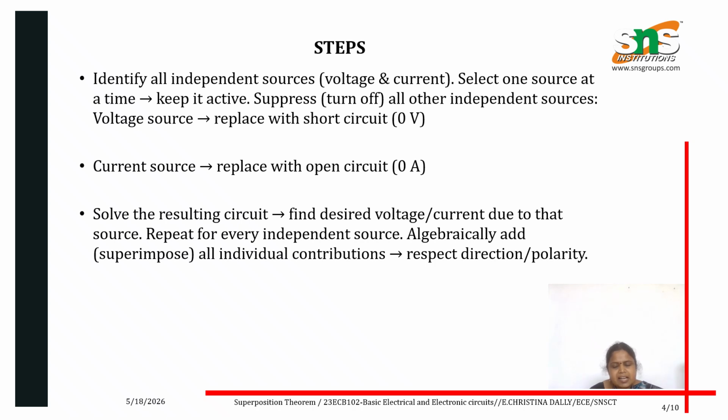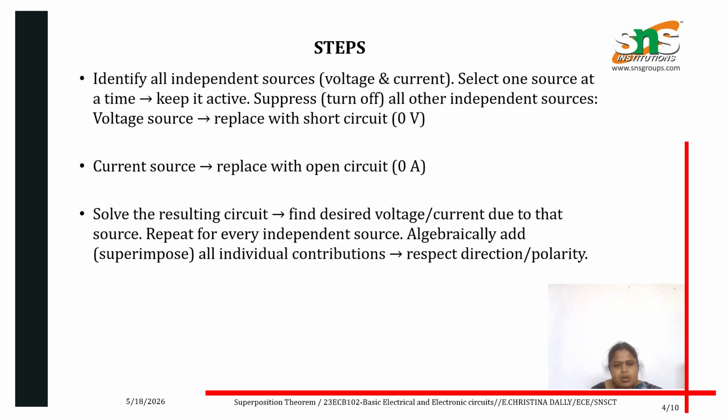As I said, we have already discussed Norton's theorem, where we have to follow some procedure. At the same time, for the superposition theorem also, we have to see all the steps. We have to identify all the independent sources. We have to select one source and keep it active, and we have to suppress, that is, turn off all the other independent sources. If we are taking the voltage source, it should be replaced with a short circuit, 0 volt. If we are taking the current source, we have to replace it with an open circuit.